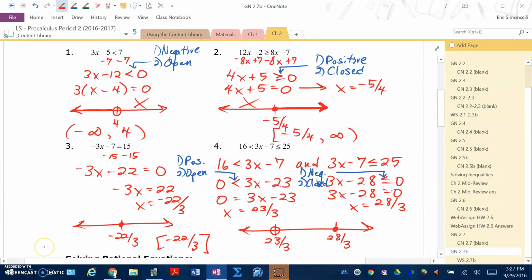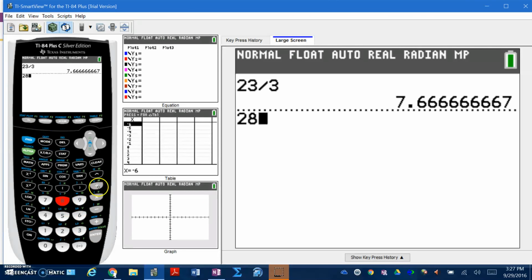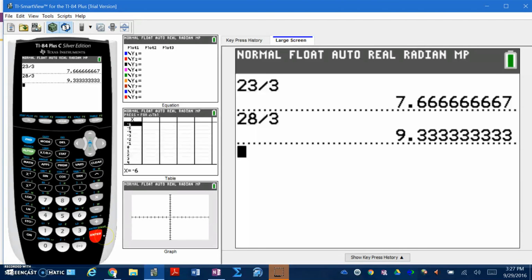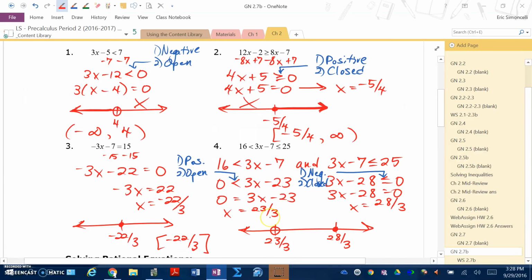28/3. Now what I'll do is just see what 23/3 happens to be, as well as 28/3 as a decimal, just to give us some perspective. Okay, so 23/3 is about 7.6 repeating, and then, of course, 28/3 is 9.3 repeating, which I'll jot down.